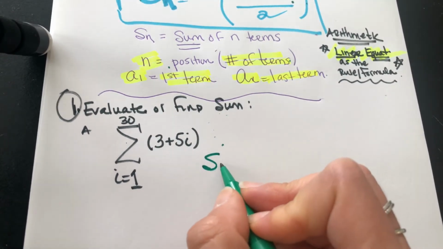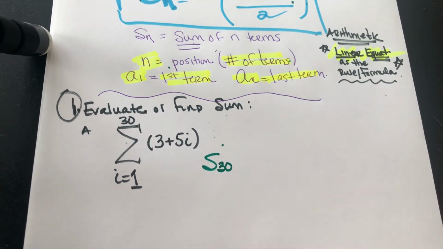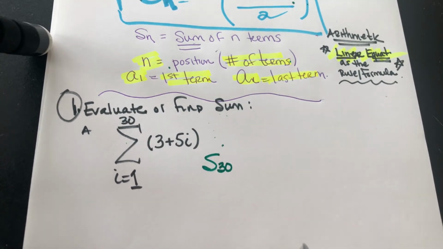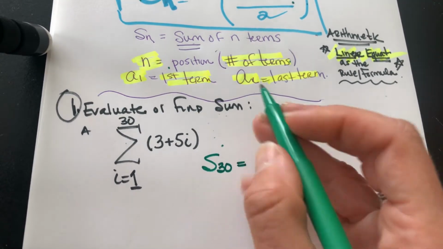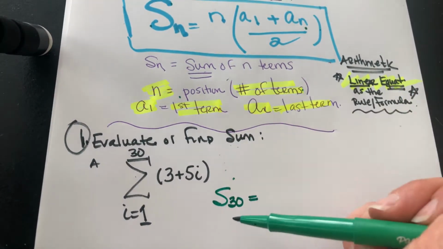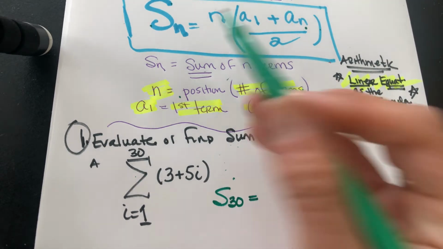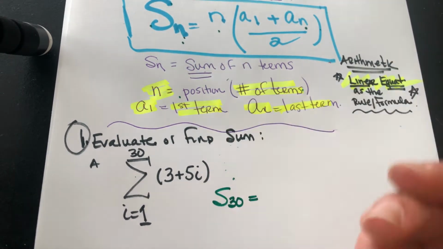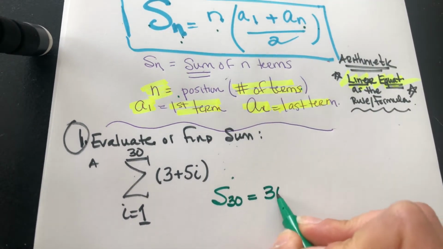So from 1 to 30, you have 30 terms. Don't say 29 because you're actually including the 30. So you have 30 terms. Great. Okay, so then if you take a look at your formula, N is the amount of terms. So you have 30 terms.